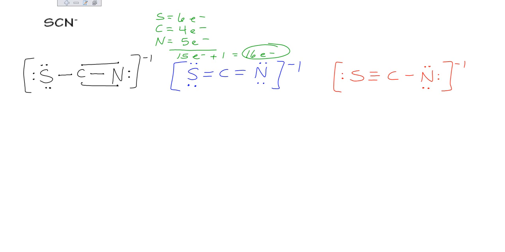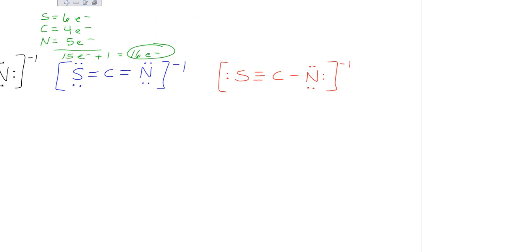But what if you tried this? Sometimes people will try something like this. We tried 2 double bonds in that blue structure. Let's go 2 triple bonds, huh? And then let's give this sulfur an octet. Let's give this nitrogen an octet. 2, 4, 6, 8, 10, 12, 14. Bingo, 16 electrons.